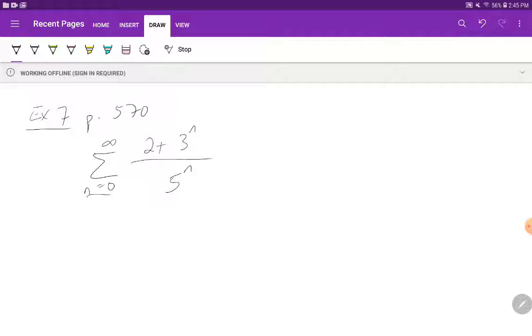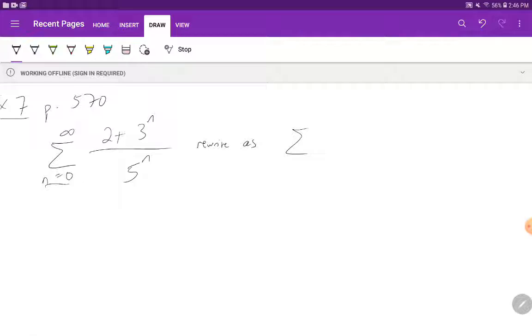And at first glance, you look at this and you're like, well, this doesn't look geometric. It kind of looks geometric, right? If only we could separate it. And we can, because the addition is on top and not on the bottom. So we're going to rewrite this as 2 separate series. I didn't explicitly say this during lecture, so I'll say it now: you can split up series into multiple series.